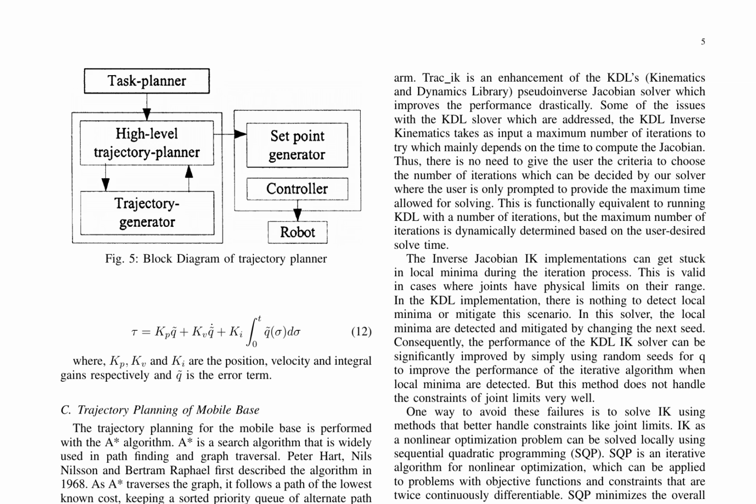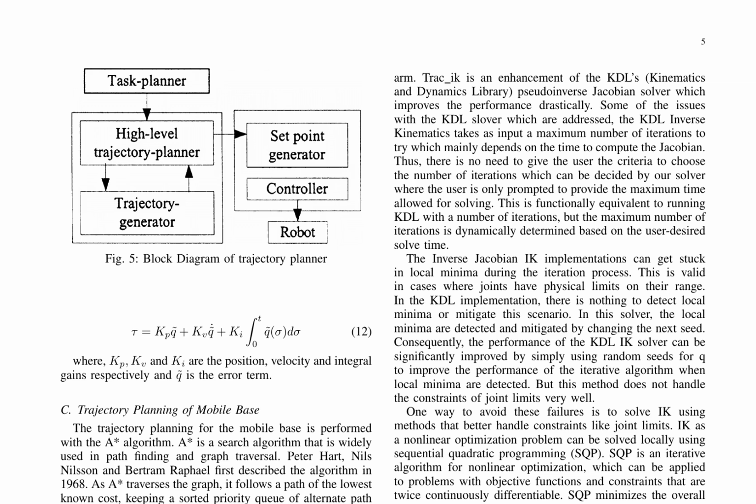This error term is used in the control equation, u equals Kp Q-tilde plus Kv Q-tilde-dot plus Ki times the integral of Q-tilde, where Kp, Kv, and Ki are the position, velocity, and integral gains, respectively, and Q-tilde is the error term. Inverse kinematics is performed using the TRAC-IK package available in the ROS framework. TRAC-IK is an enhancement of the KDL's pseudo-inverse Jacobian solver, which improves performance drastically.